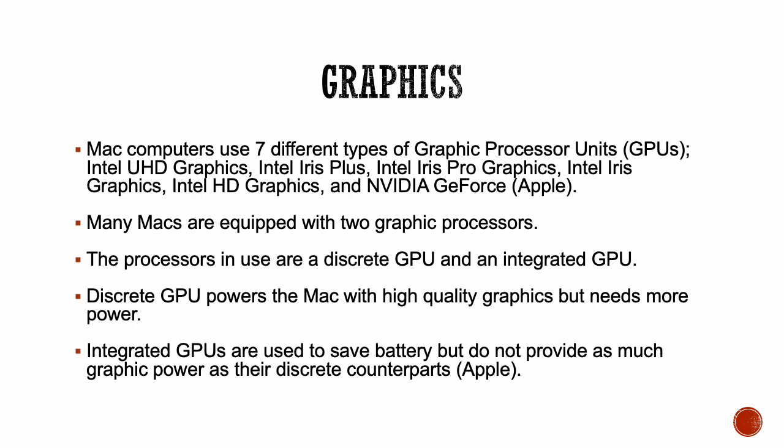And the types that are used are Intel UHD graphics, Iris Plus, Iris Pro graphics, Iris graphics, HD graphics, and NVIDIA GeForce. Many Macs have two graphic processors, and the processors that are used are classified as a discrete GPU or an integrated GPU. The discrete GPU gives a lot more powerful graphics compared to its counterpart, the integrated GPU. However, the discrete GPU uses a lot more power, and in the case of a MacBook, it will use up a lot more battery. The integrated GPU saves battery, but it doesn't provide as much graphic power as its discrete GPU counterpart.